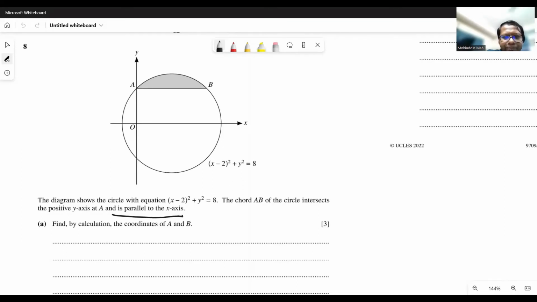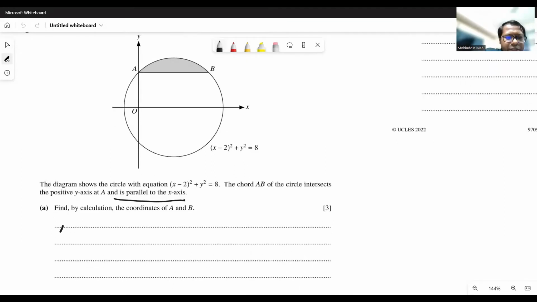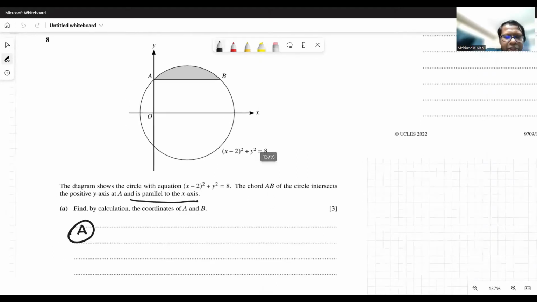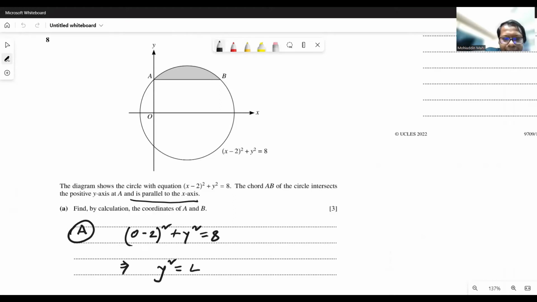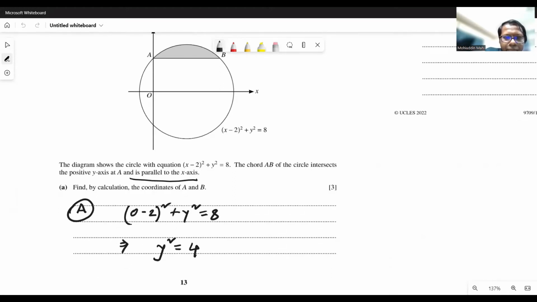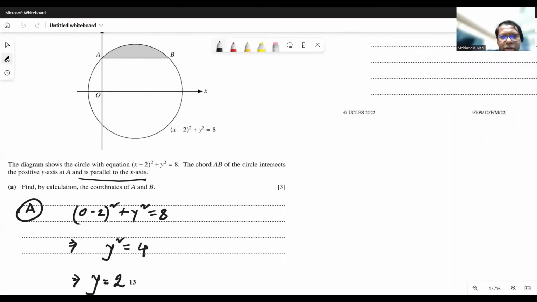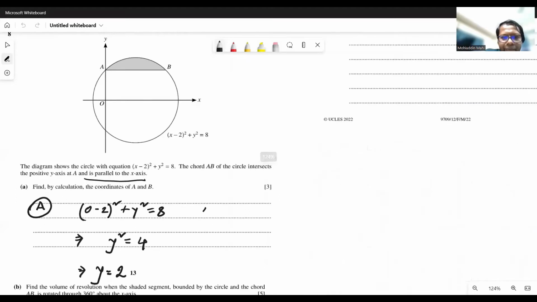So that's very simple. For finding out point A, here the x coordinate is 0. So at the position of x, we will put 0. So 0 minus 2 whole square plus y square equals to 8. From here, we will get y coordinate. So y equals to 2. So that means the coordinate of A is 0, 2.